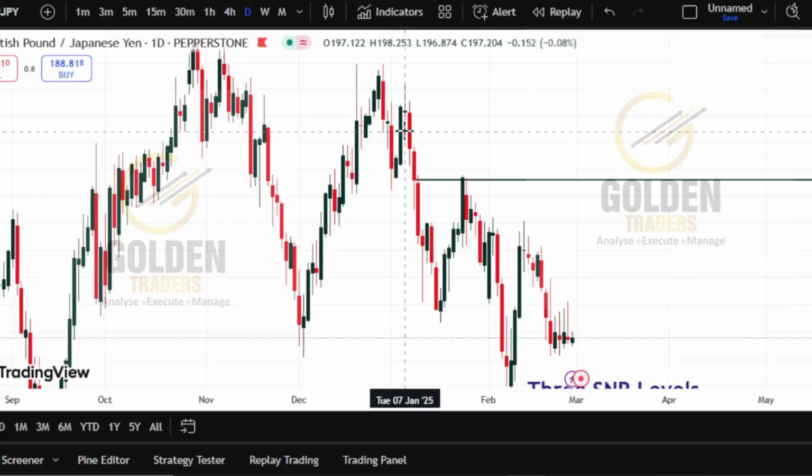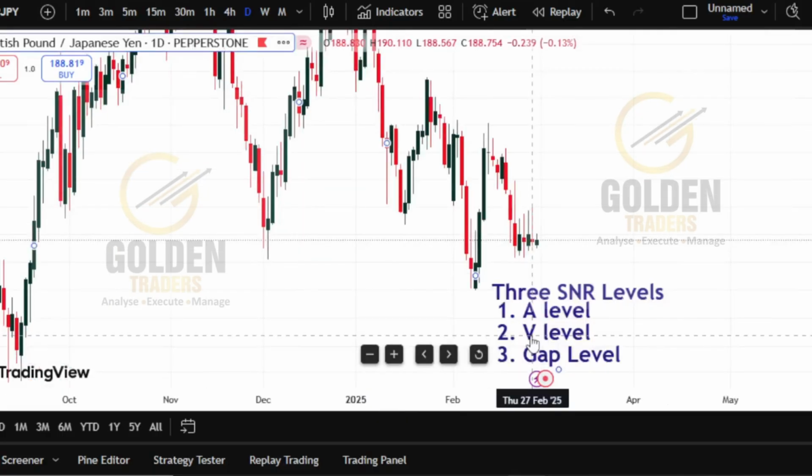Then the V level is found at the support. And how is support formed? Support is formed when a bull candle follows a bear candle, just as we have it here. This is a bear candle, then this is a bull candle. So the closing of the bear candle is where you put your line. So if I switch now, you will see it. This is a V level.